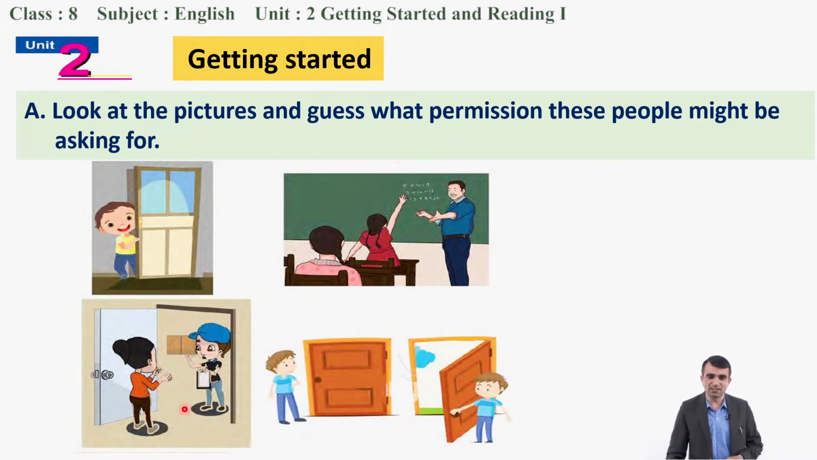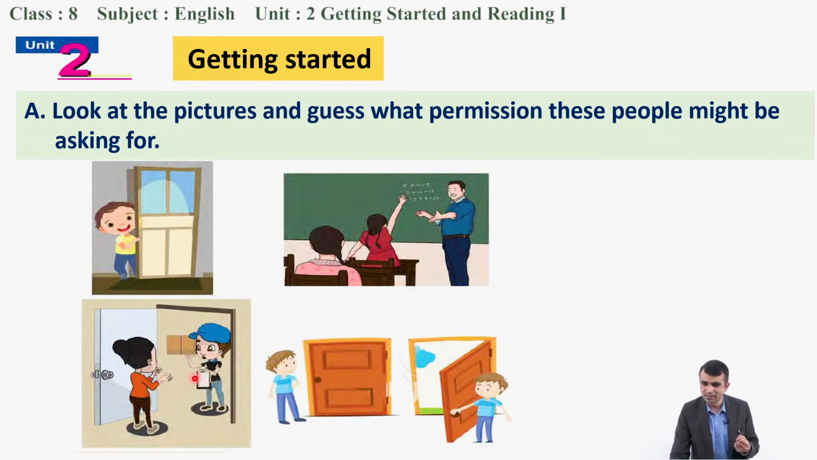Similarly, in the third picture, what do you see? There are two people talking. Probably one is asking for permission to do something. What can you say? She is outside the door, and another woman is here. What might she be asking? She might be asking for permission to say something about this thing. She is going to sell it, or she is telling something about it.